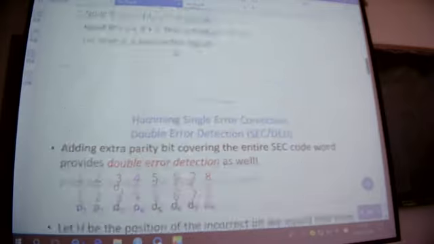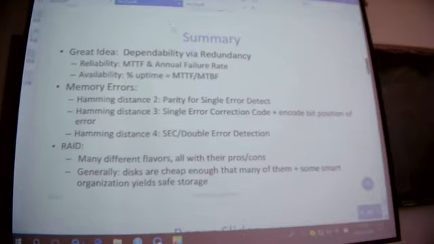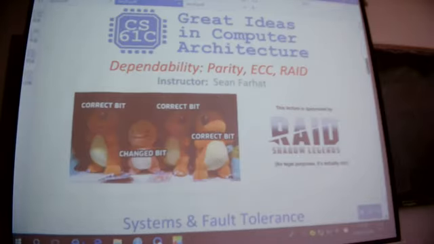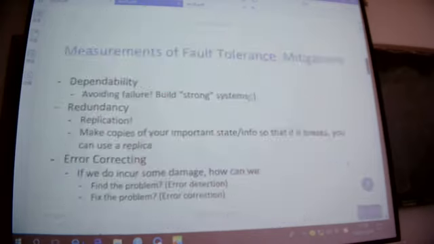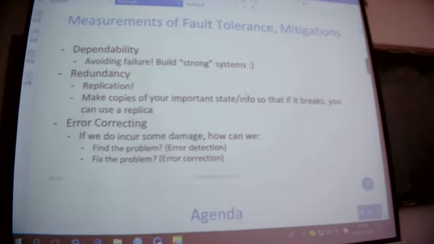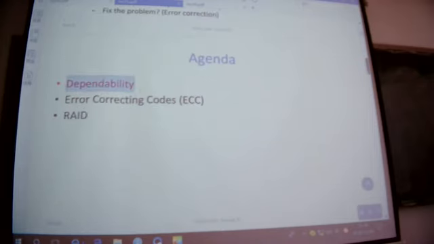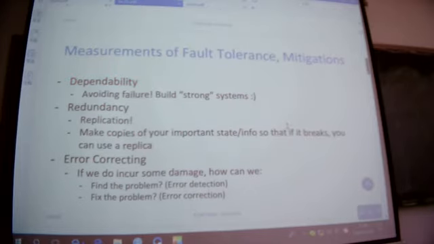Okay, this is lecture 25. In lecture 25, we must focus on dependability and redundancy. You can find dependability and ECC. Dependability is an important knowledge point. So lecture 25 is about this.